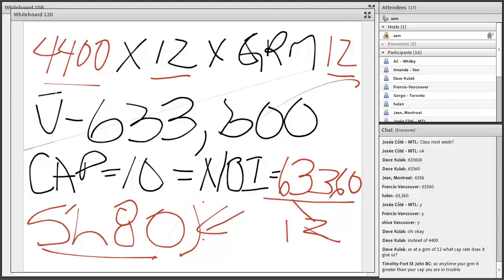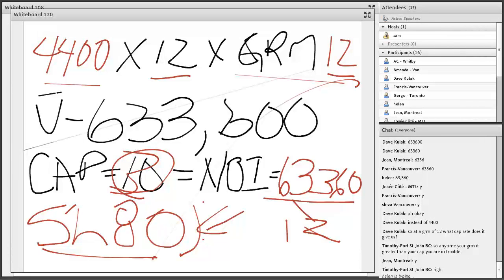So at a GRM of 12, well, if you mean without knowing the rent? Because if you know the rent, then it doesn't work. If you had 5,280, and you're running a 12 GRM, basically it's not going to work. If you're working the other way, do you see what I mean by that? A GRM of 12 won't work. The cap rate won't work.